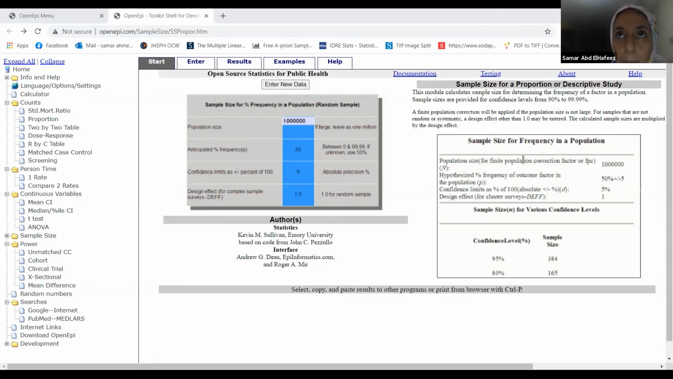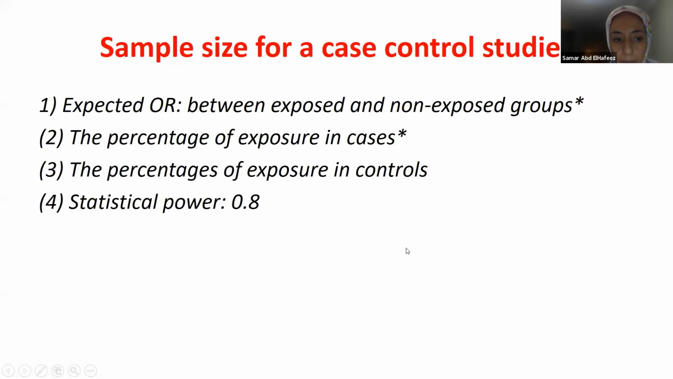If I divide the first proportion by the second proportion, by a simple technique, I will have what's called the odds ratio. So to calculate the sample size for a case control, I need the odds ratio, the percentage of exposure in the controls, or the percentage of exposure in the cases, and the same settings for the power and the alpha error, and the ratio between the cases and the controls. In this case, as I mentioned, the ratio usually is 1:1 or more than 1:1.